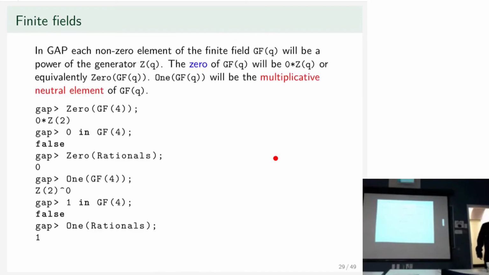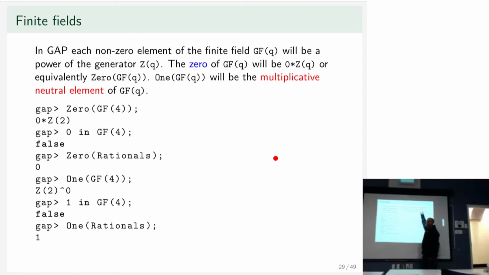Okay. So maybe it's here. I don't know. Okay. So something very, very important. I told you this before, but each non-zero element of the finite field Galois field Q will be a power of the generator, this generator. Okay. How to write the zero? Well, it will be this. Again, maybe GAP will not use Q here, but P, because it knows that it can embed some finite fields into other finite fields, and this is very useful. This is how you write the zero of this particular field.